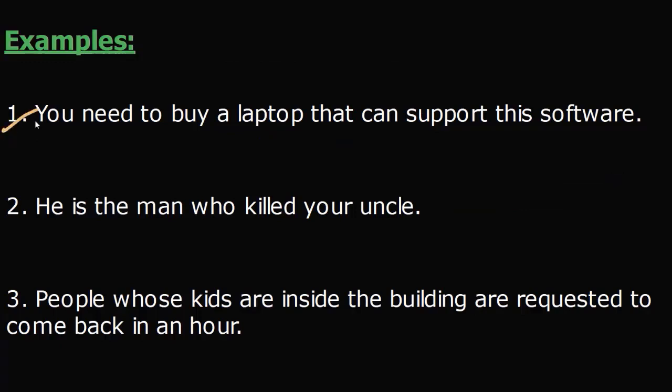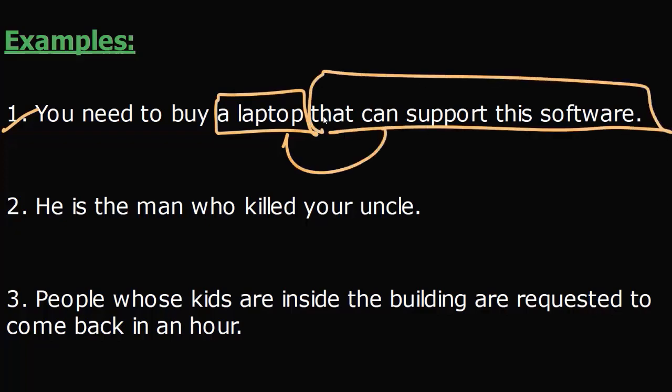Example number one. You need to buy a laptop that can support this software. You need to buy a laptop. What kind of a laptop? That can support this software. That is the kind of laptop I am talking about, right? So I am helping you to identify which kind of laptop I am talking about, right? You need to buy a laptop. What type of a laptop? That can support this software, right? So that can support this software is an essential or restrictive relative clause which is giving information about the noun laptop, making it specific, right?